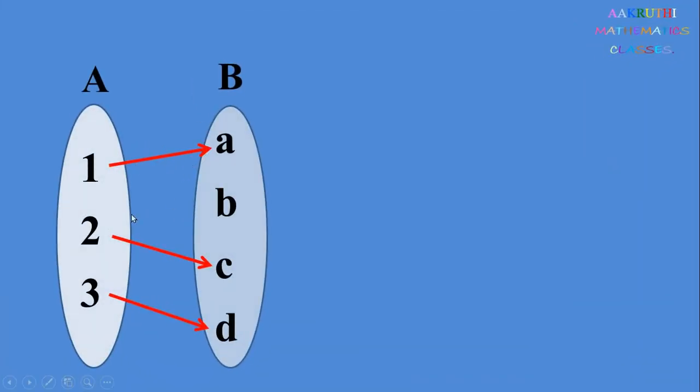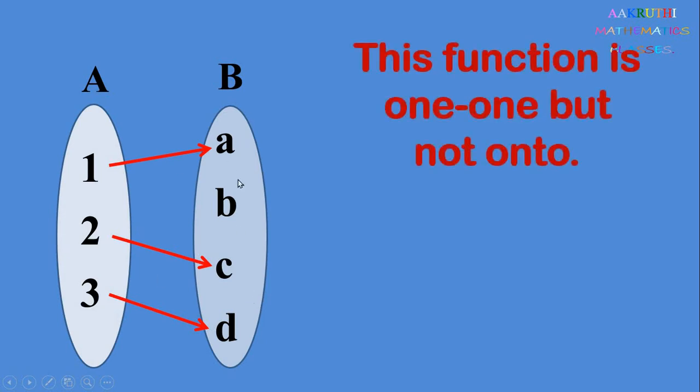So here 1 is related to A, 2 is related to C and 3 is related to D. So here different elements have different images. So therefore this is 1-1. But all the elements of codomain are not images. So therefore this is not onto. So this function is 1-1 but it is not onto.